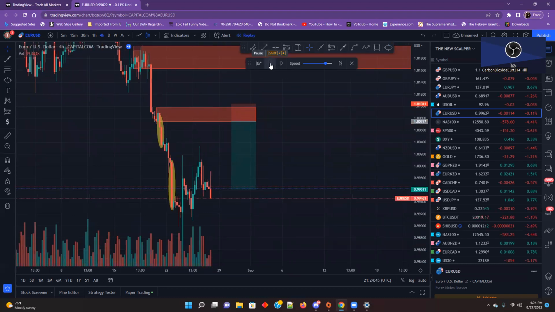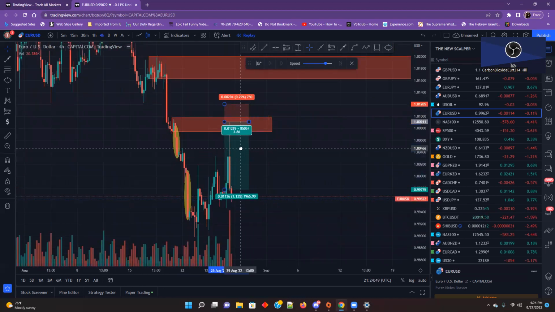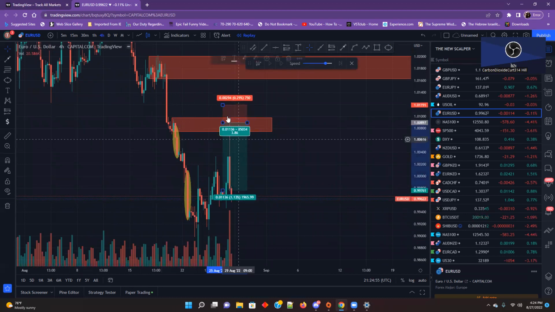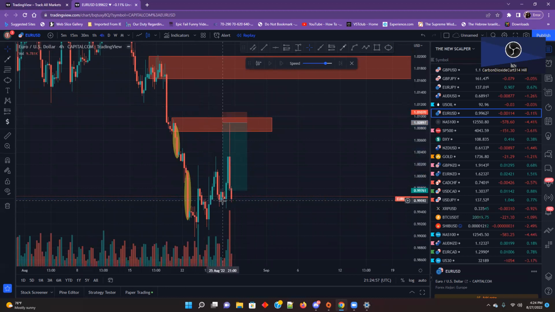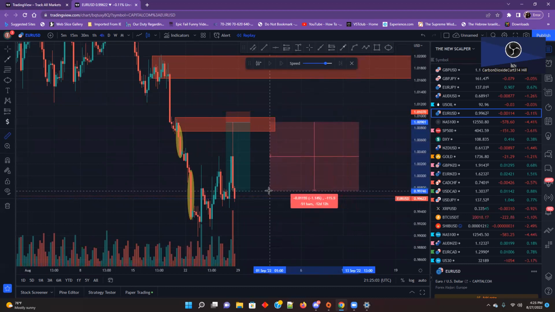So let's see. All right, so look at that. And that's what happened during the news. It came all the way to the zone. It filled all of these gaps in. You got the sell right there. And look at that. I don't know how many pips. Let's see how many pips that was. That was 114 pips. But I knew that the gaps needed to be filled.